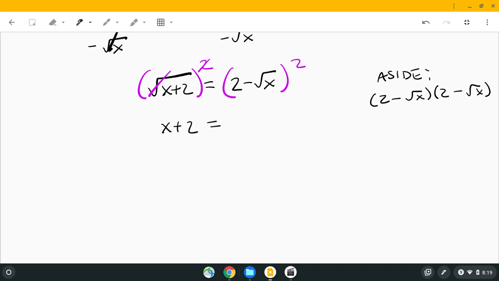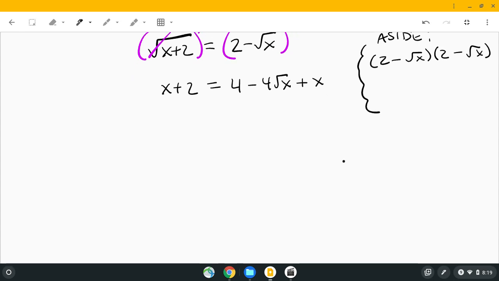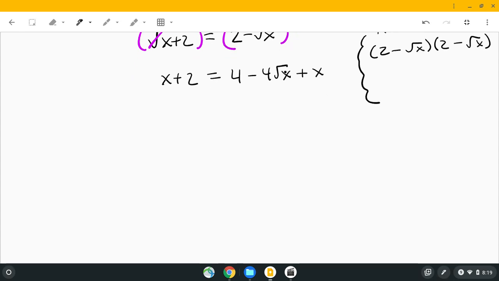I'm going to use the shortcut. So 2 squared is 4, minus 2 times 2 is 4, square root x, and then plus x. When you do all of this off to the side, you should get this trinomial. If you don't, go back and do it again. I still have a radical left, which is usually the case, so I'm not really ready to solve yet. I have to isolate the radical and then eliminate it.